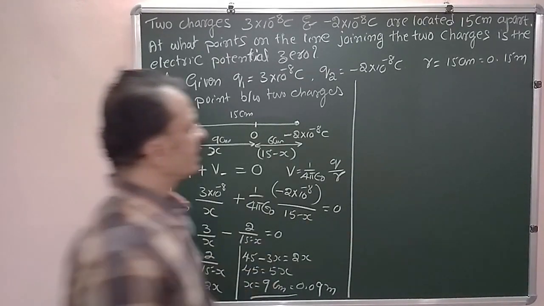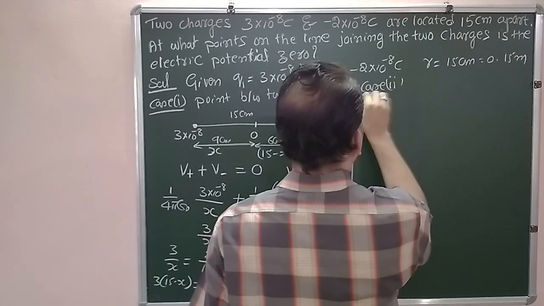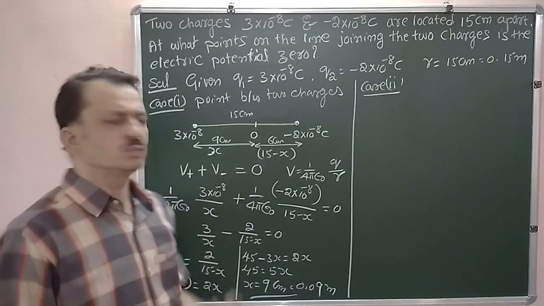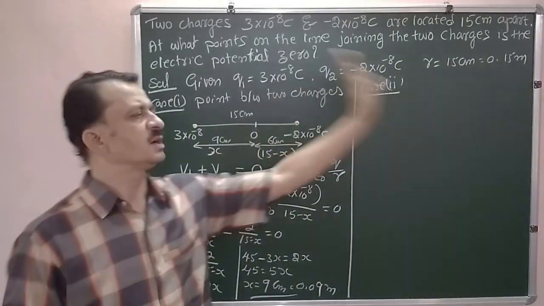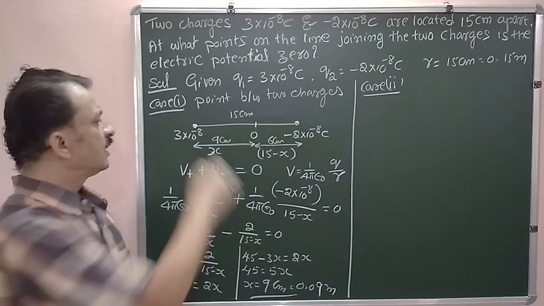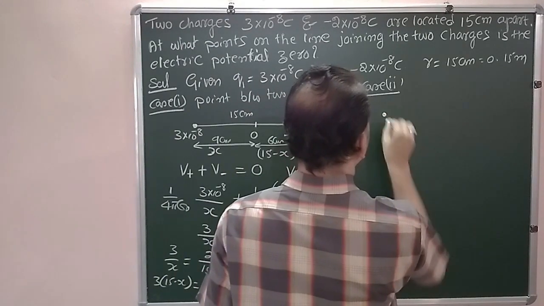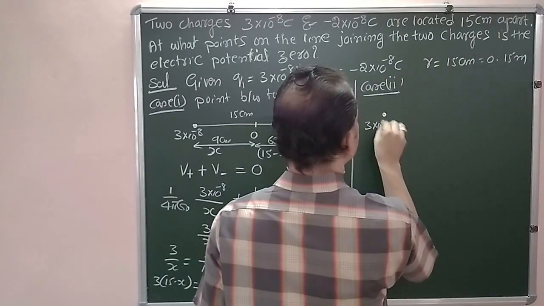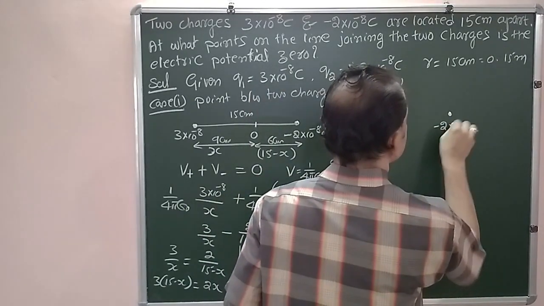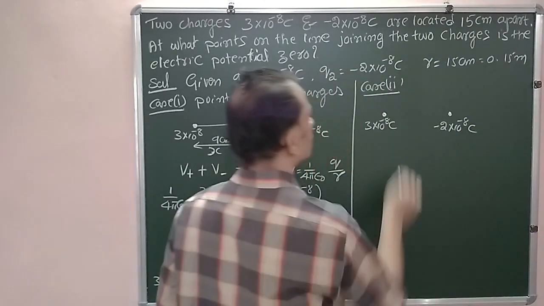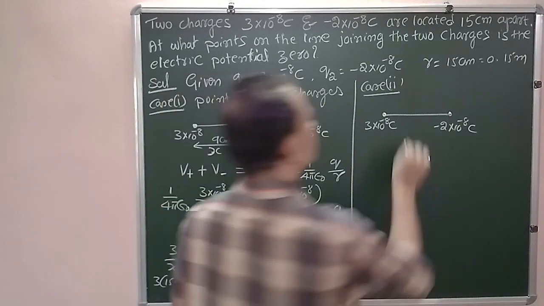Now second case, case 2. We will assume that the point O is outside the charge system. For that one, let me write another diagram. Here is the positive charge 3 into 10 to the power of minus 8 coulomb. Now here is the negative charge minus 2 into 10 to the power of minus 8 coulomb. They are separated by a distance of 15 centimeter.